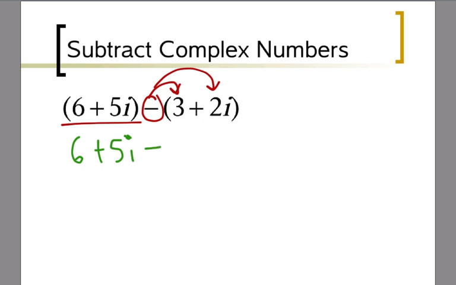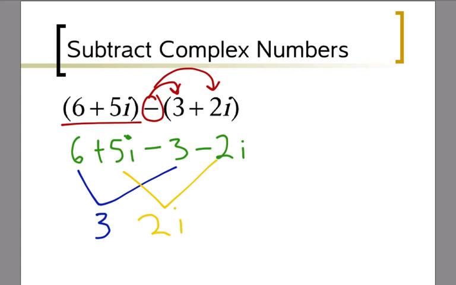And then it's going to turn into negative 3 minus 2i. And just like the last problem, all we have to do now is combine like terms. So the 6 minus the 3 gives me 3, and the 5i minus the 2i gives me 2i positive. So again, I write the real in front, the imaginary behind, and the 3 plus 2i is my solution.